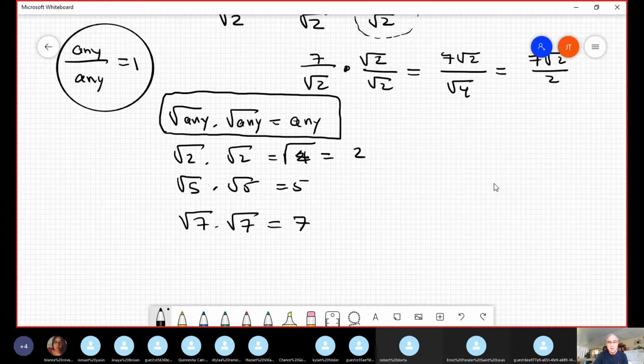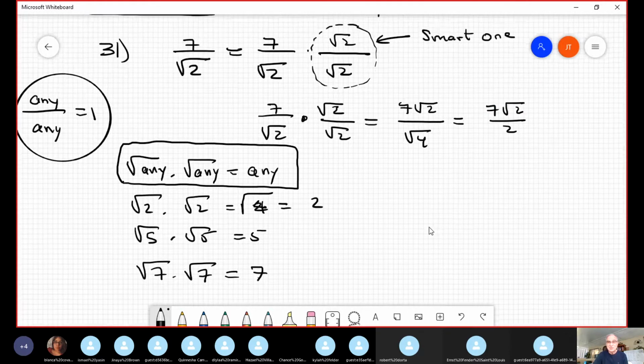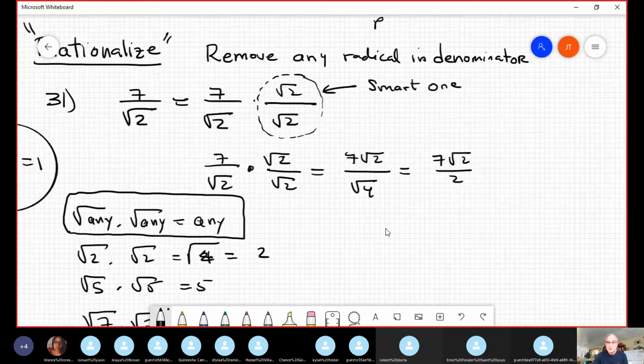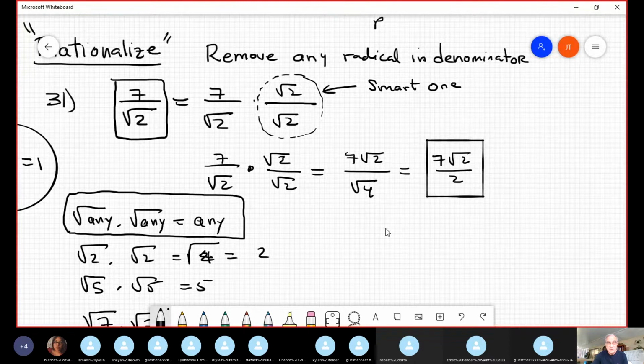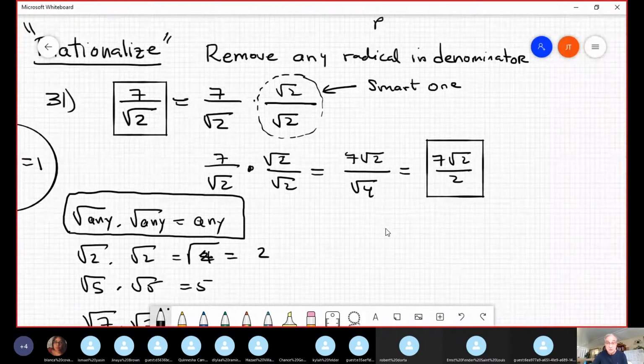Keep in mind, what does rationalization mean? Look at my final answer. It's equivalent to the original. This is the original. But you rationalize. Rationalize means you eliminate the radical in the denominator. This expression is equivalent to this. It's exactly the same, but we have no radical in the denominator. That is what rationalization means.